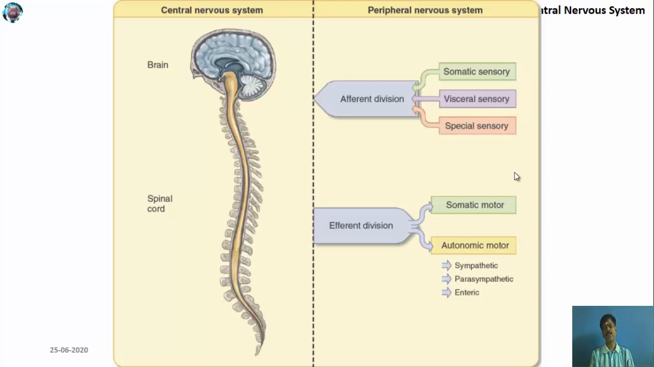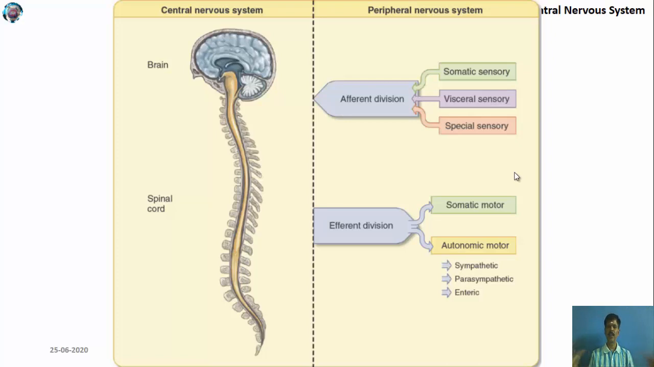That is known as the effector function. So that is carried out by somatic motor neurons and autonomic motor neurons. This autonomic motor system actually contains the sympathetic, parasympathetic, and enteric nervous system. So this is the overall classification of the nervous system.